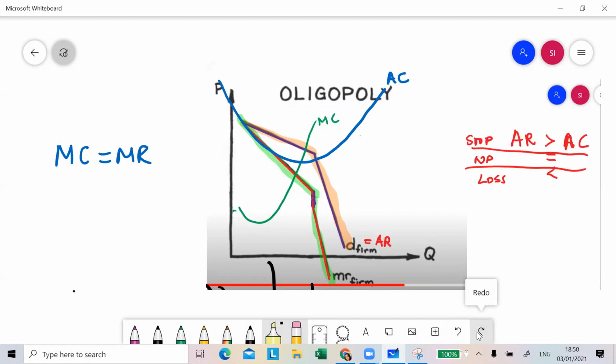So identify that point where the red curve cuts the green curve, and then draw the dotted lines all the way till the top of the AR or D curve. Now you can find the point where MR equals AC. I'm marking it A. And I'm marking another point B where the dotted line touches the AR curve. And then identify the area of supernormal profit. So the supernormal profit area would be CBAF.